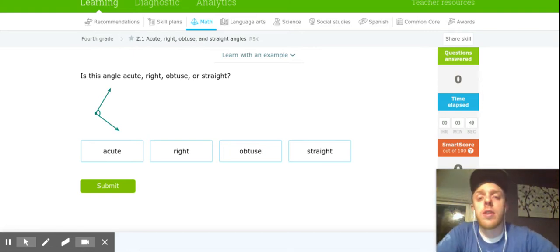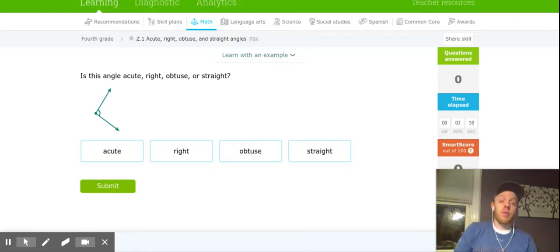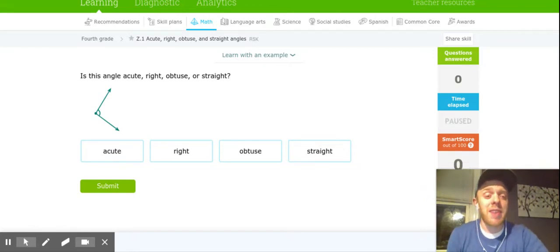Hello. So here we are going to be taking a look at an IXL skill. It is acute, right, obtuse, and straight angles, and you're going to be classifying them. So before we can classify an angle, we need to have an understanding of what those classifications mean.